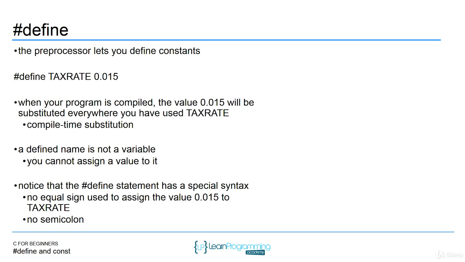So what's happening here is there is compile time substitution happening for these preprocessors. The preprocessor runs before the compiler, remember? The preprocessor is going to run and see these define keywords, and then everywhere it sees tax rate, it's just going to put in 0.015 for the compiler.